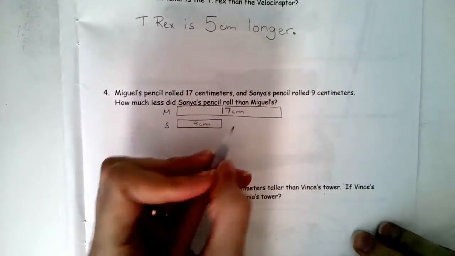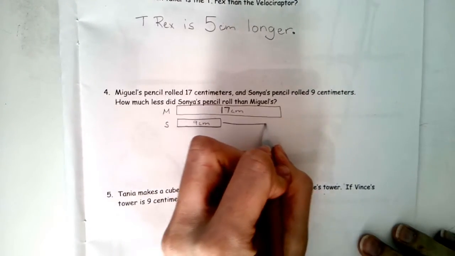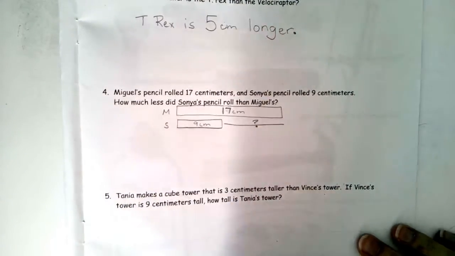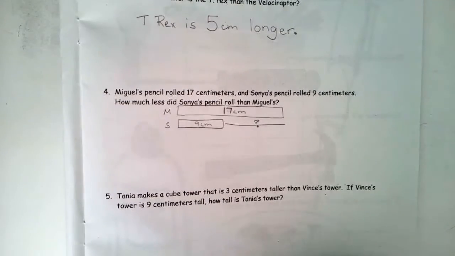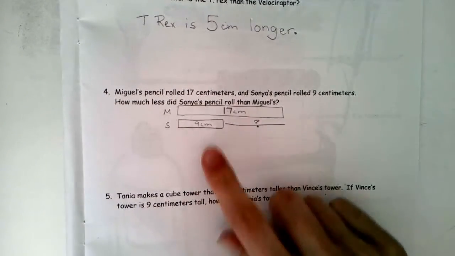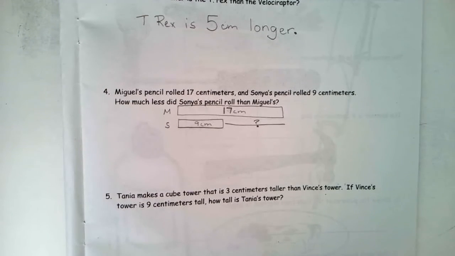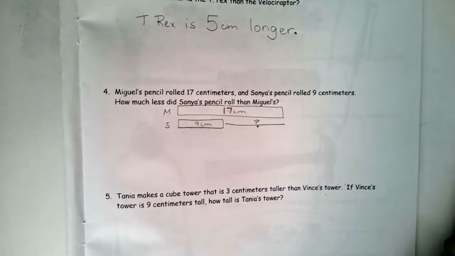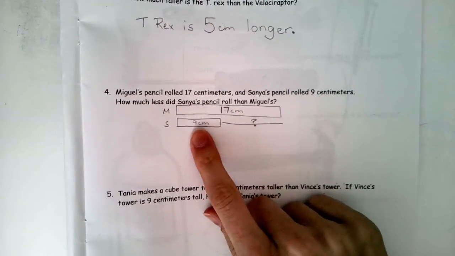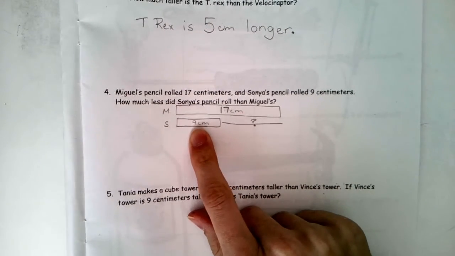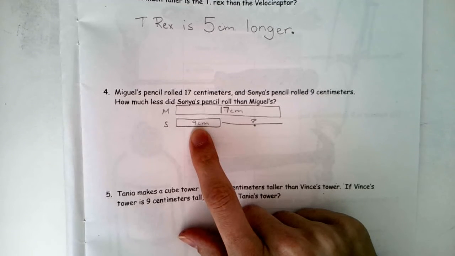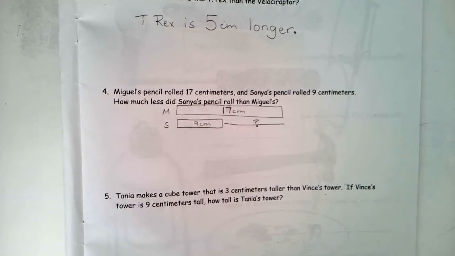So we have to figure out, what is all this space here? Question mark. We don't know. What's this difference here? How can we get from 9 to 17? Could we count on? We sure could. I'd say that's our best plan here. We're going to count from 9 up to what number? We will count from 9 up to 17.